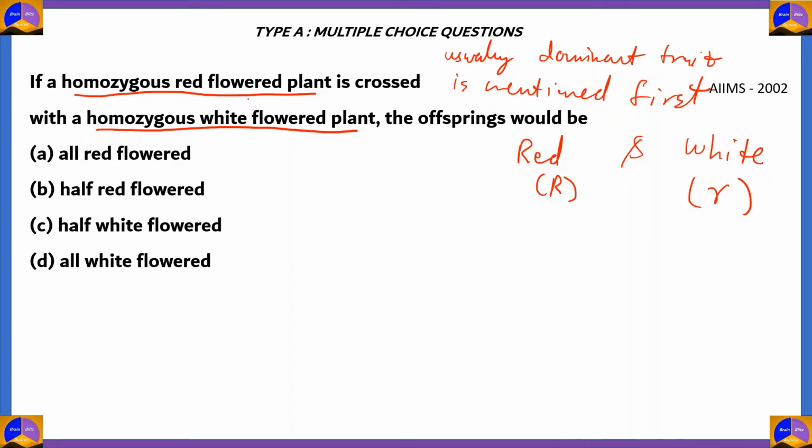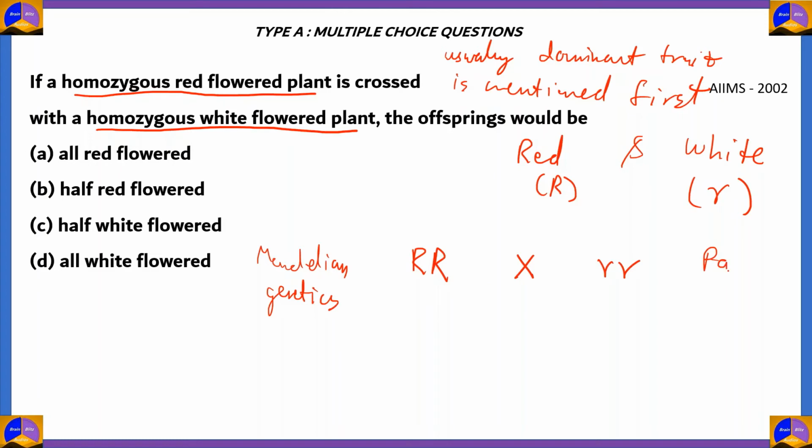So they have a homozygous red-flowered plant, so capital R, capital R, crossed with a homozygous white-flowered plant. So small r, small r. Now here it says homozygous, so it has to be a pure line. So either purely red or purely white. Now, this basically is Mendelian genetics.